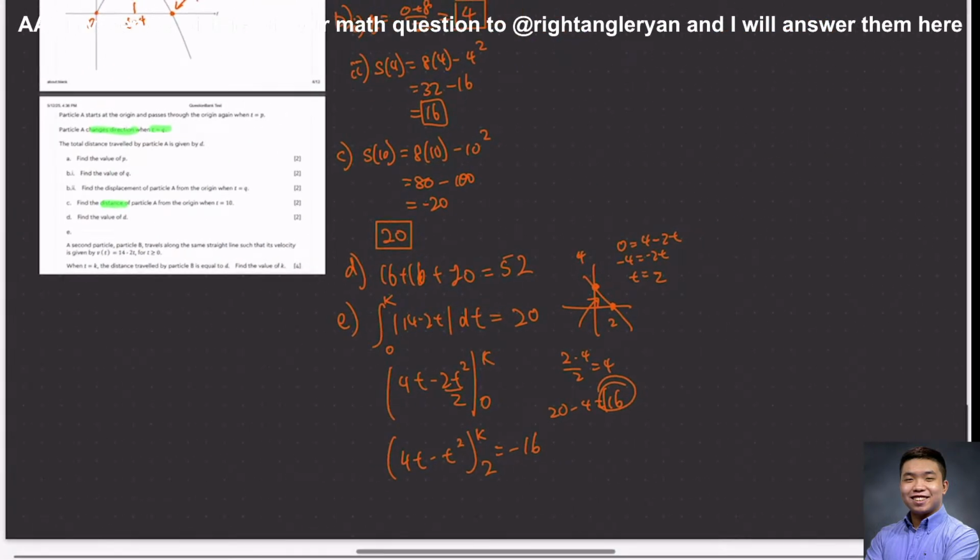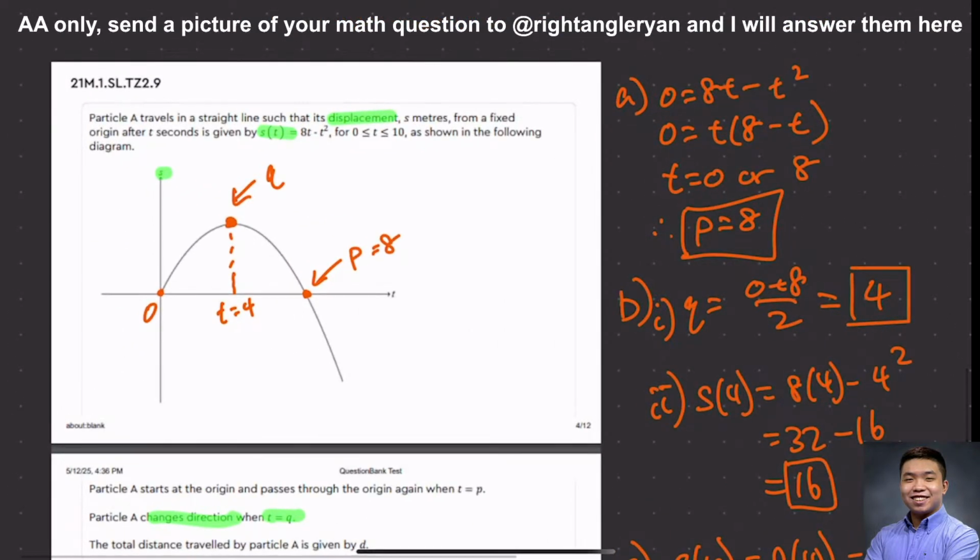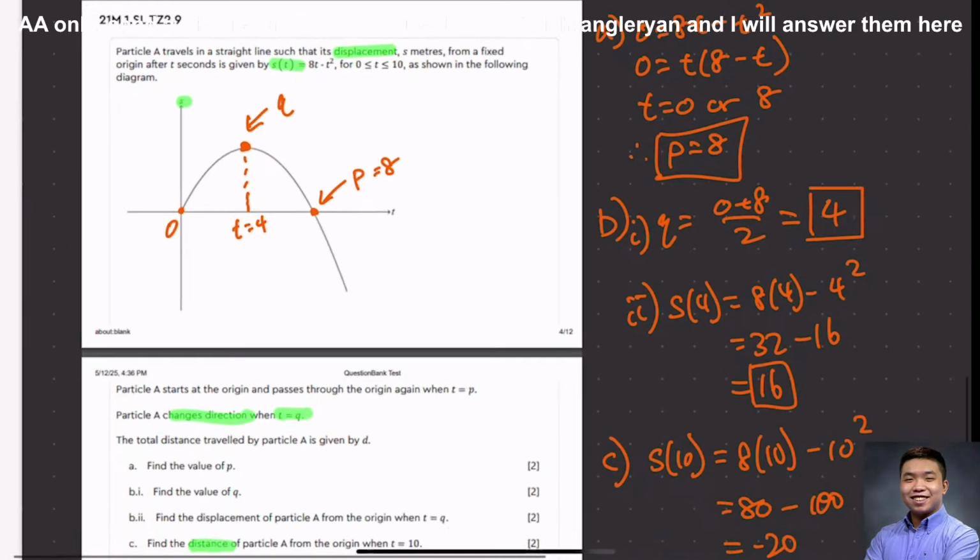What is this about? This is a May 21 SL kinematics question, okay?